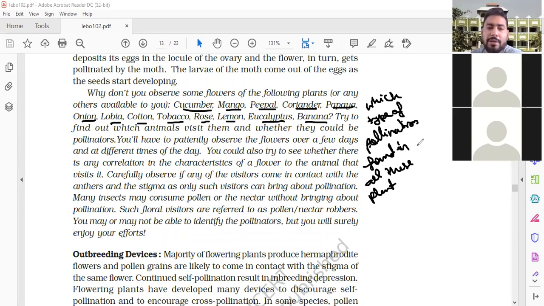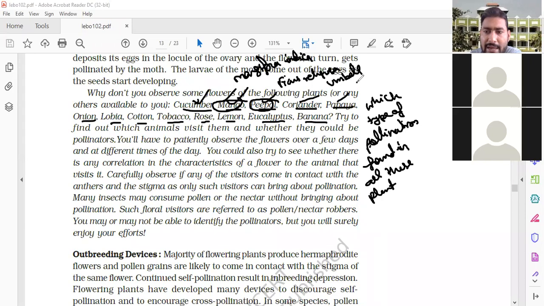So here, cucumber, Cucurbitaceae, mango, Mangifera indica, peepal, Ficus religiosa, and then coriander, which has the umbel type of inflorescence. Papaya is dioecious in nature, meaning sexes are separated. So papaya has separated sexes.